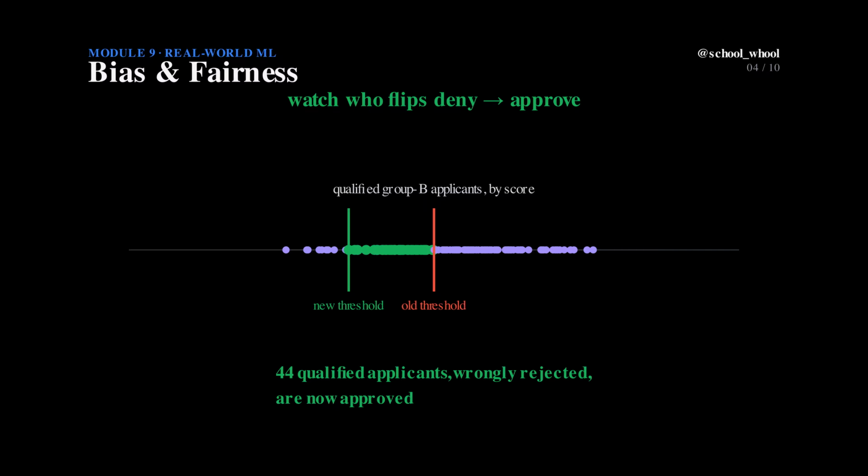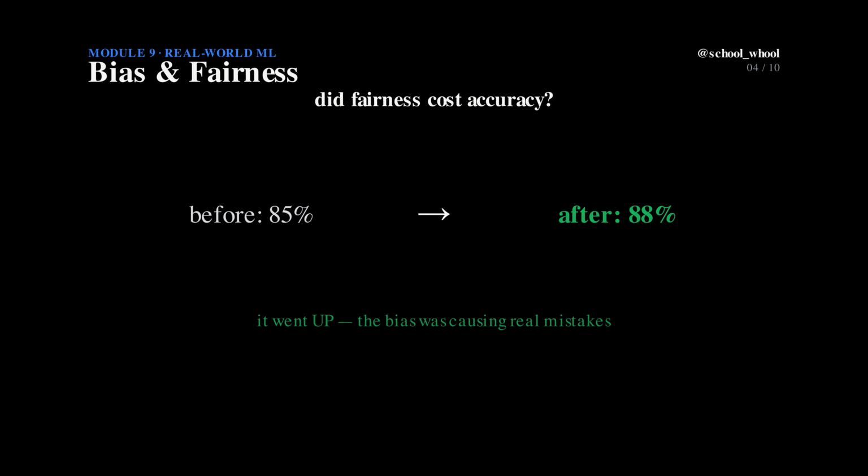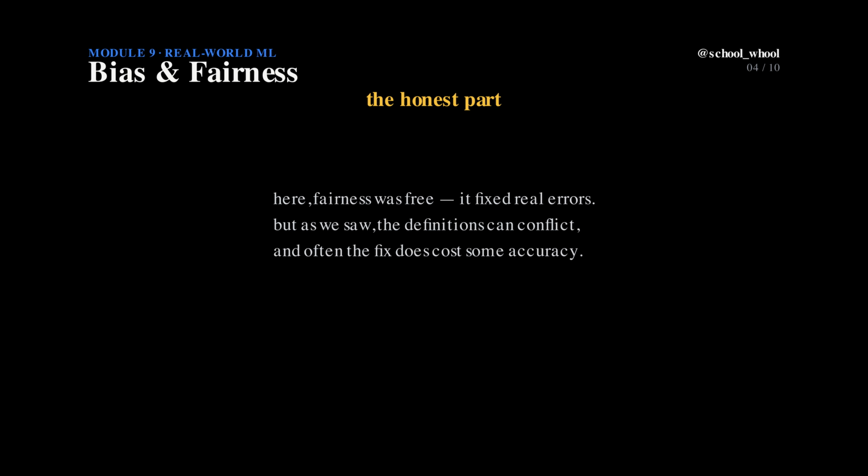Now the worry: did being fair cost us accuracy? It went from 85% up to 88%. It went up, because the bias had been causing real mistakes, denying people who should have been approved. Be honest, though, here, fairness came for free, because it corrected genuine errors. But as we just saw, the definitions can conflict, and very often the fix does cost some accuracy.